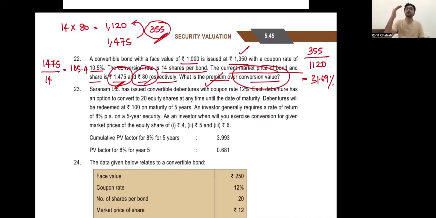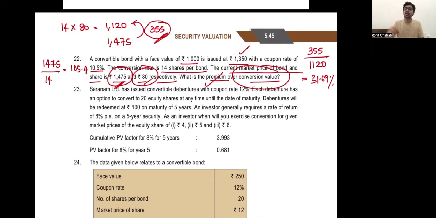If the market price is less than 105.4, you will not opt for conversion. 105.4 is the implicit cost that you have paid on a per share basis. 1475, you paid for one bond. Using one bond, you're going to receive 14 equity shares. So on an implicit basis, you've paid 105.4.